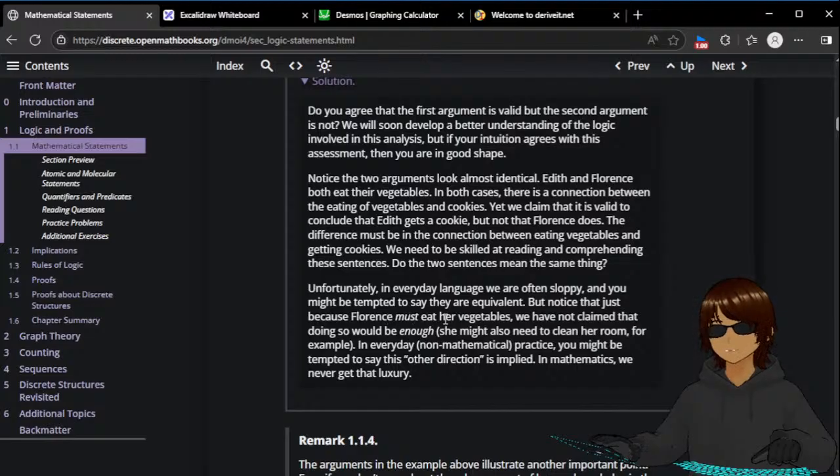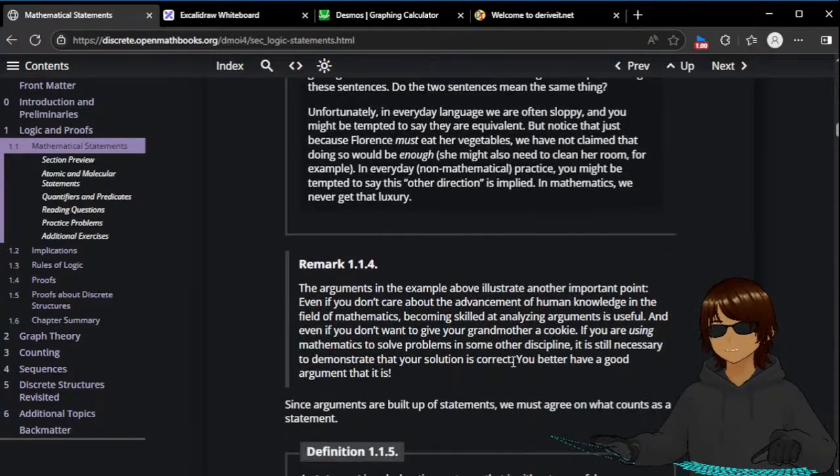Florence must eat her vegetables. We have not claimed that doing so would be enough. She might also need to clean her room. For example, in everyday practice, you might be tempted to say this other direction is implied. In mathematics, we never get that luxury.